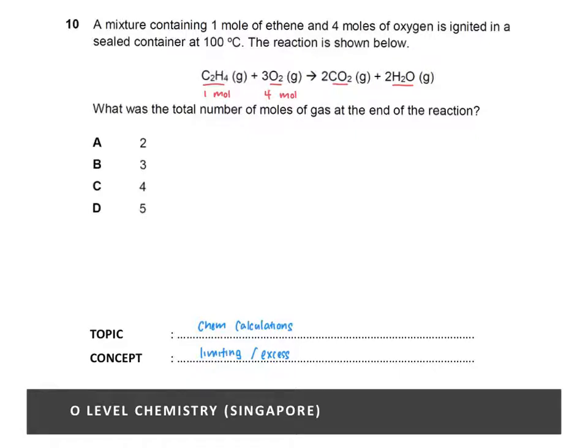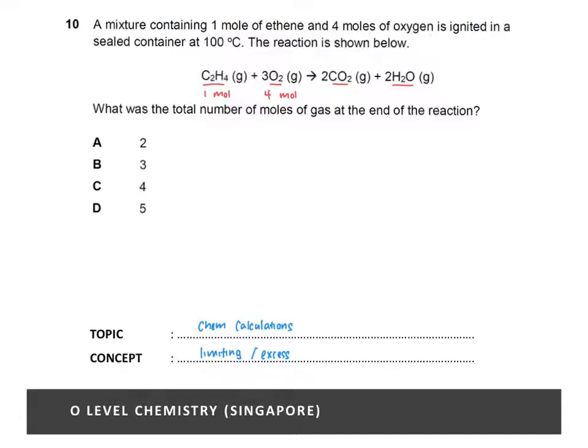The feature that we need to take note of is that the amount of both reactants are given in the question. And when the amount of both reactants are given in the question, chances are it is a limiting excess type of question. Now for this question, it will be best solved using what I call the ICF, Initial Change Final Table. So what is the Initial Change Final Table? I'm going to show you now.